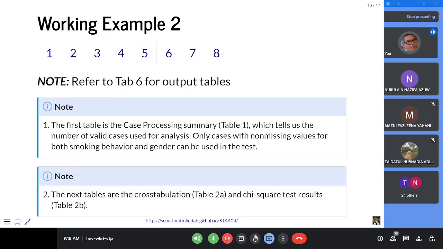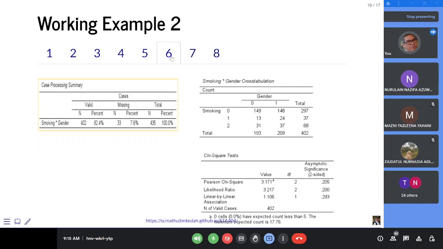Okay, so under the chi-square test, you will have three main tables. The first table is the case processing summary, which tells us the number of valid cases used for analysis. Only cases with non-missing values for both smoking behavior and gender can be used in the test. Okay. And then the second and third tables give you the cross tabulation and the chi-square test result. So this is shown in the next step, where you have table 1 for the case processing summary, and then you have the cross tabulation and the chi-square test. So this is what the tables look like.